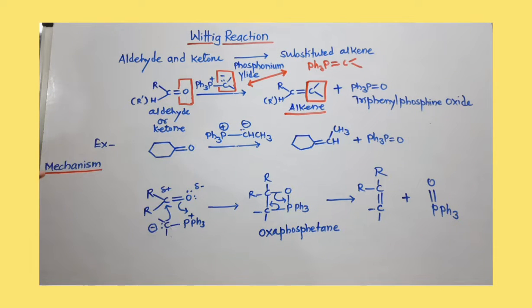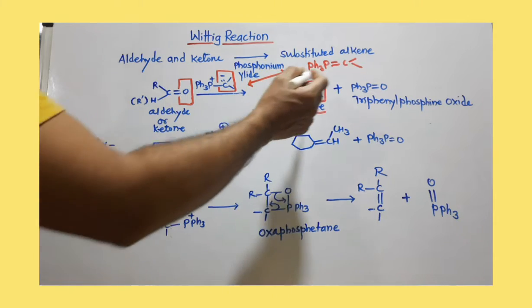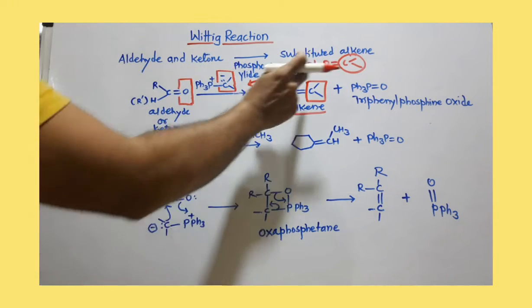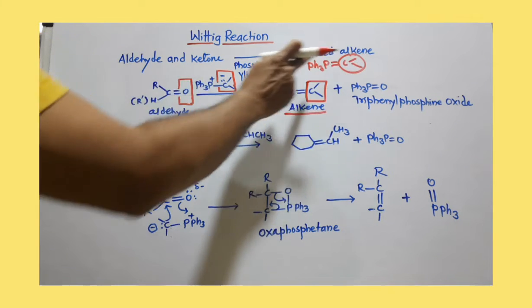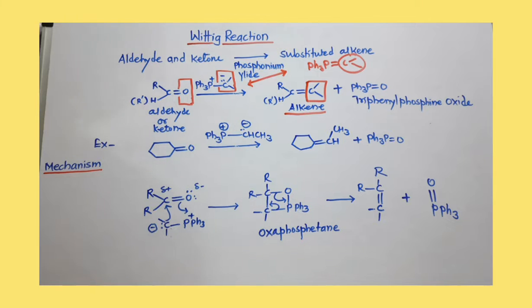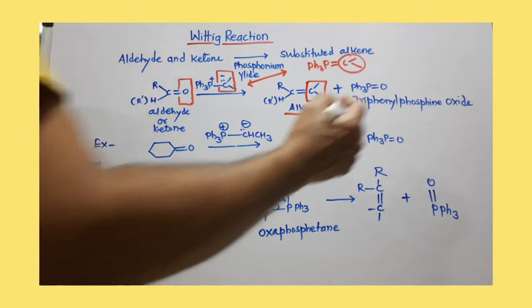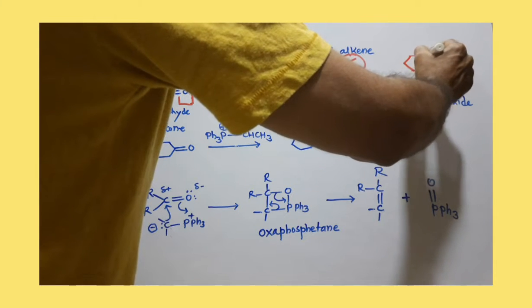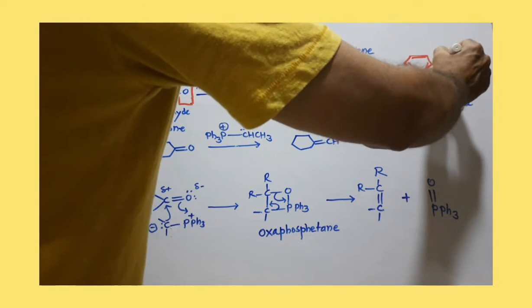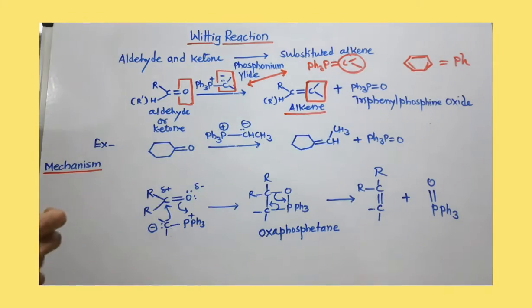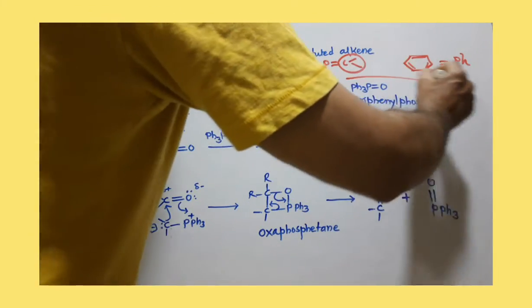So we get here a substituted alkene, and you can see here this part of the phosphorus ylide, meaning the carbon of the phosphorus ylide, is now replaced with oxygen. So this is called triphenyl phosphine oxide. Triphenyl: Ph means benzene ring. So this is a Ph. So this is a Ph. So triphenyl phosphine oxide is produced in this reaction.